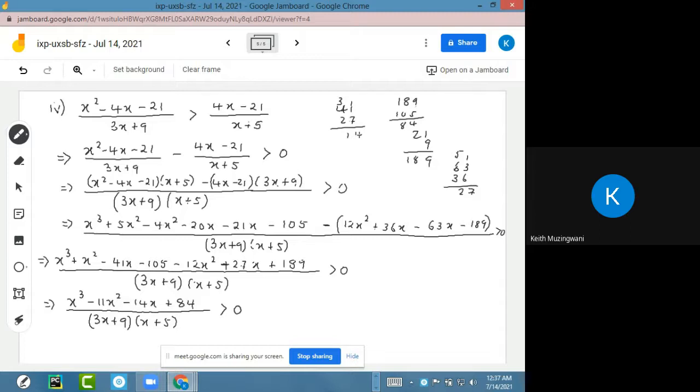greater than 0. So when we reach this point, we now have a polynomial in the numerator. So you look for factors of that polynomial so that you have it factorized and then get the critical values. Even if we have not done polynomials yet together, we can attempt this question because we have an idea of what polynomials are. We'll elaborate more when we look at polynomials themselves.